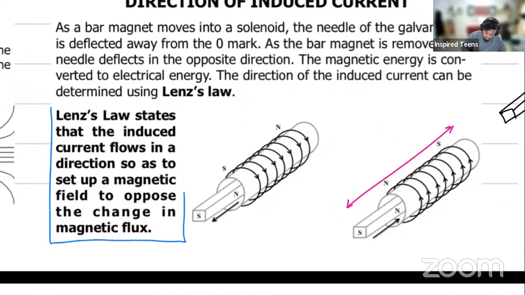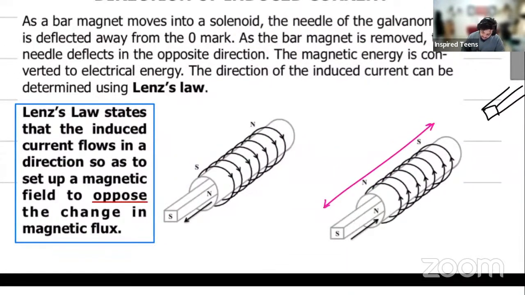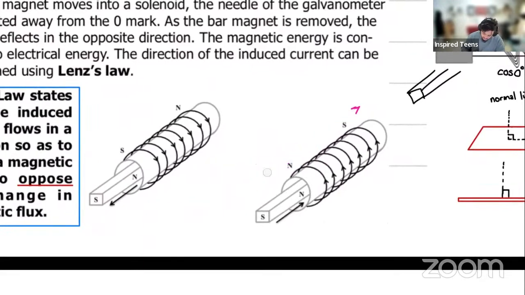Lenz's law. I'm going to explain Lenz's law with this diagram, the key to Lenz's law of opposing the change in magnetic flux. Basically, how you need to remember it is, we have two situations. We have a situation where the bar magnet is moving towards the solenoid.